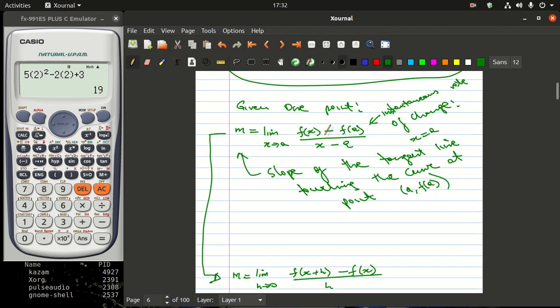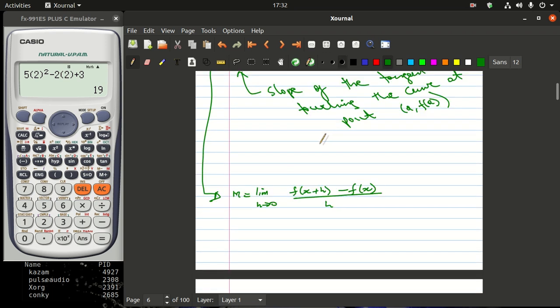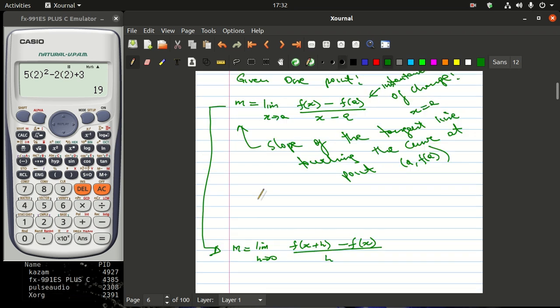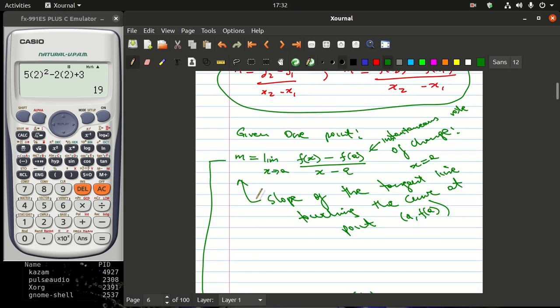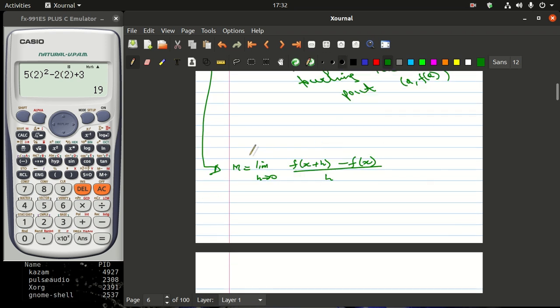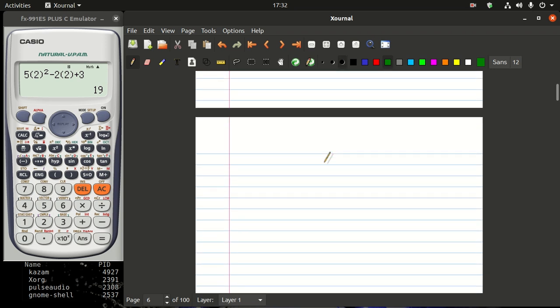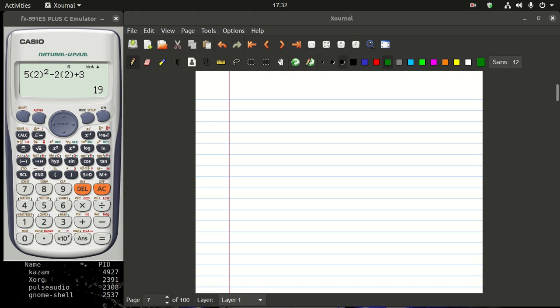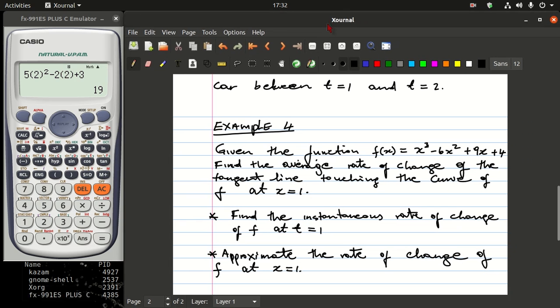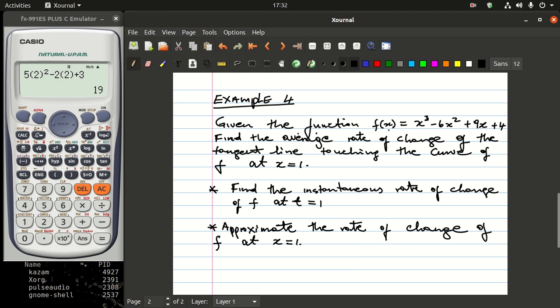In matter of fact, we can use this definition to derive this one here. This one is called first principle. I think you will deal with it in the course at a later stage. For now, focus on this as the slope of the tangent line, which is also the same as that. But for now, I want you to focus on this. Now, let's take another example here. The last one. Given the function, this is the function, find the average rate of change of the tangent line.